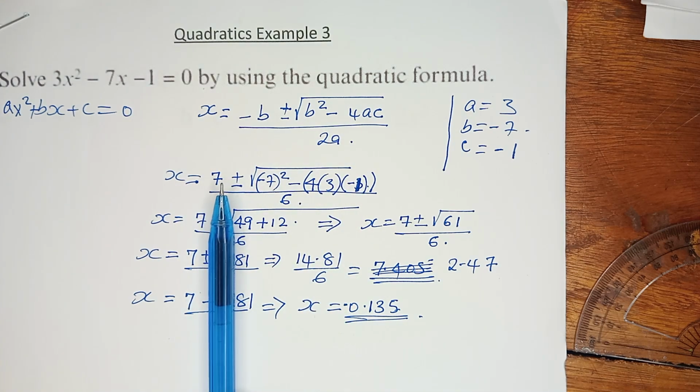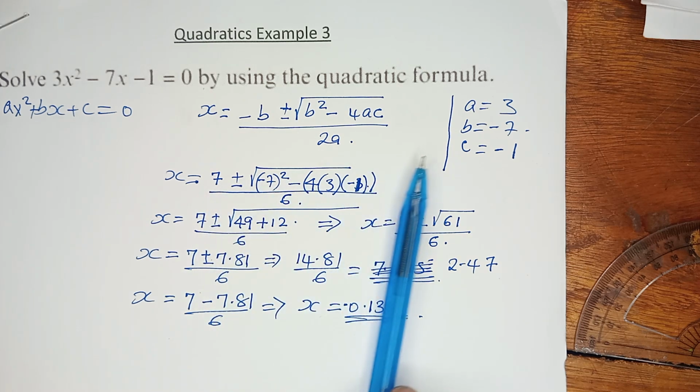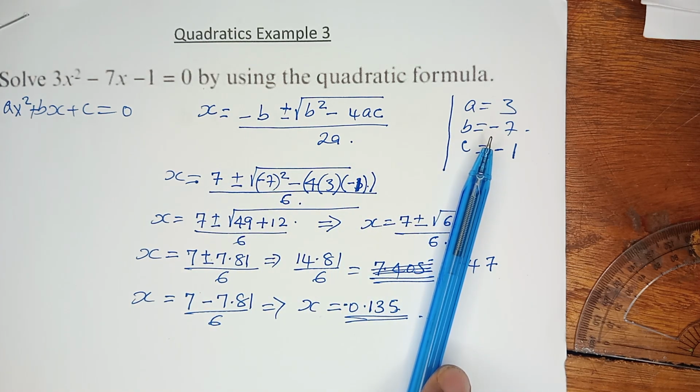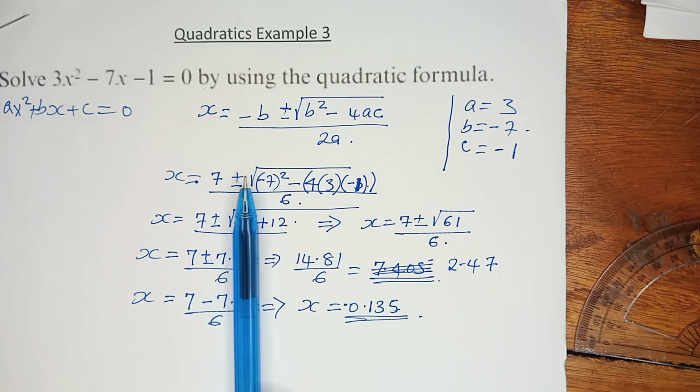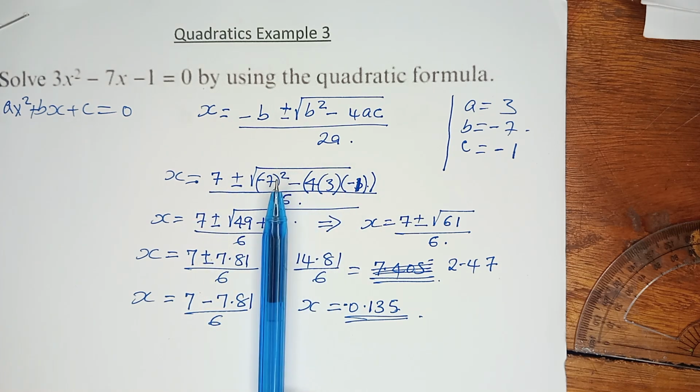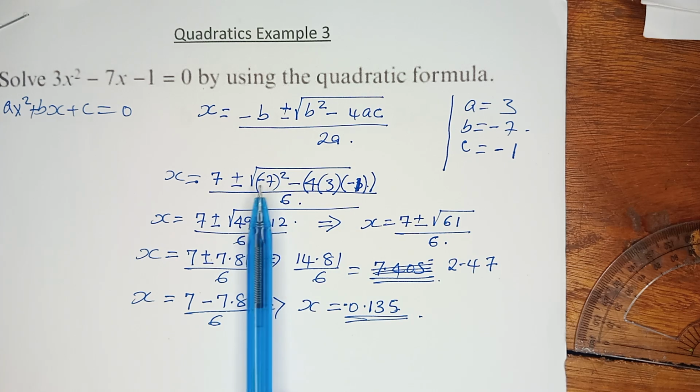x is equal to -b, and our b ordinarily is -7. So minus -7 is +7, plus or minus the square root of b squared, and remember our b is -7, so -7 squared. When our b is negative and we are supposed to bring it over here and square it, please remember that the negative sign has to be within the bracket, because this can be a source of a mistake.